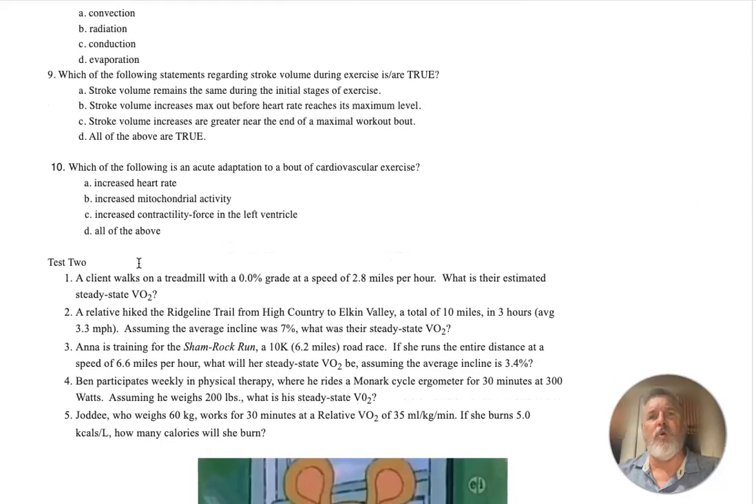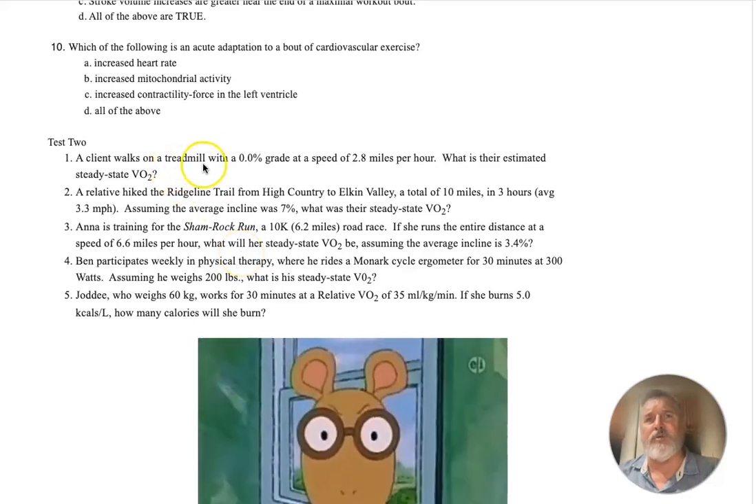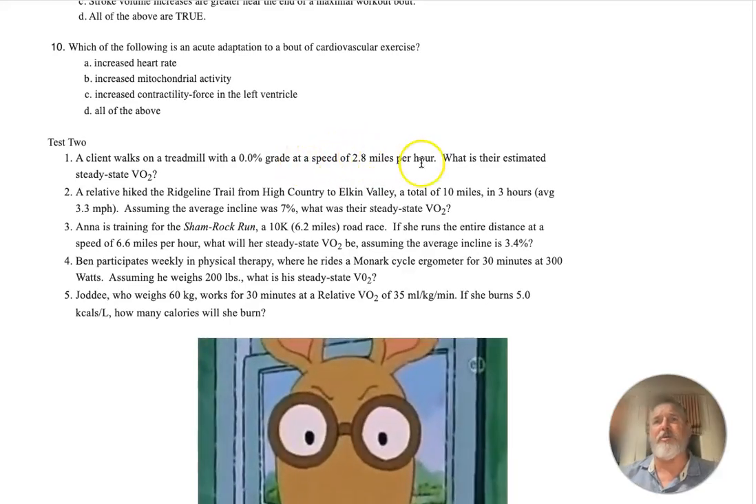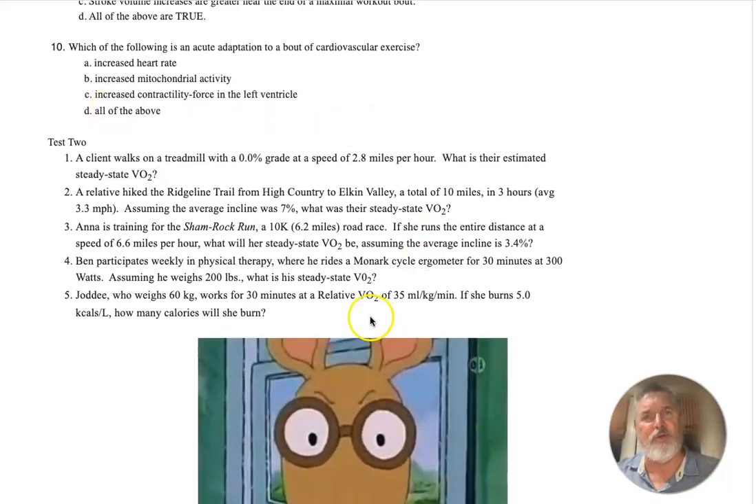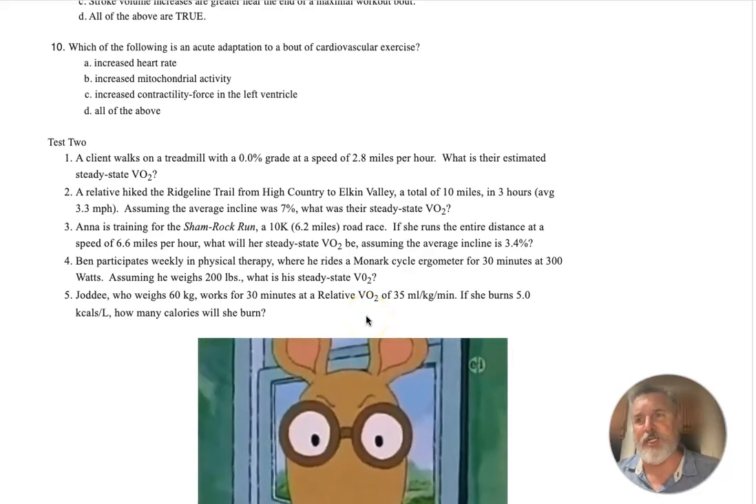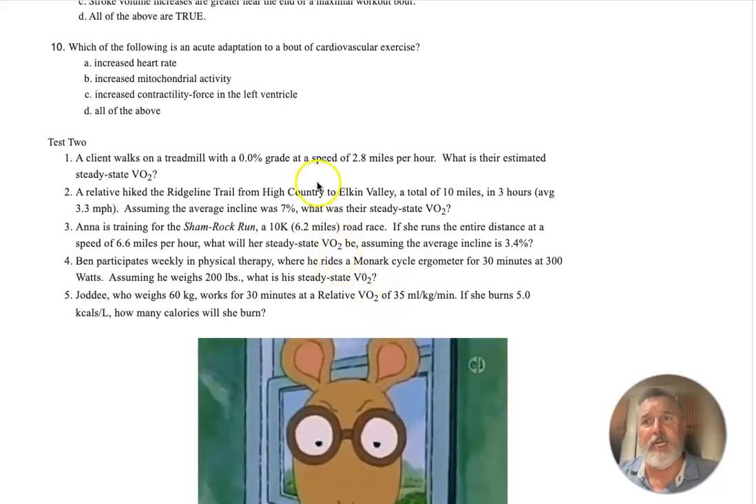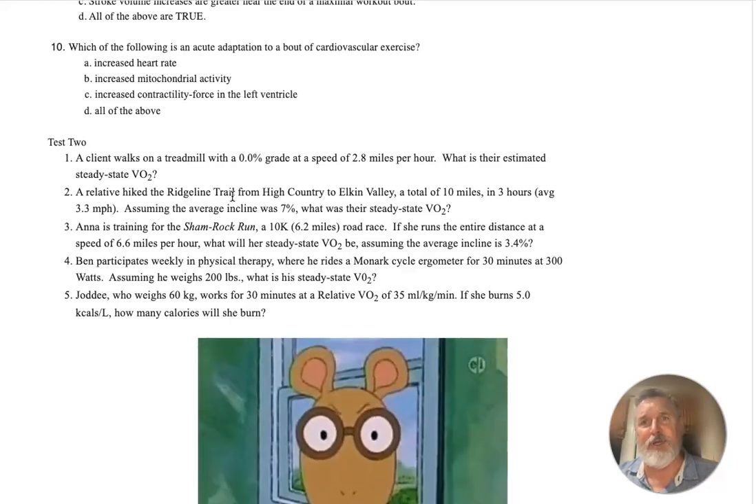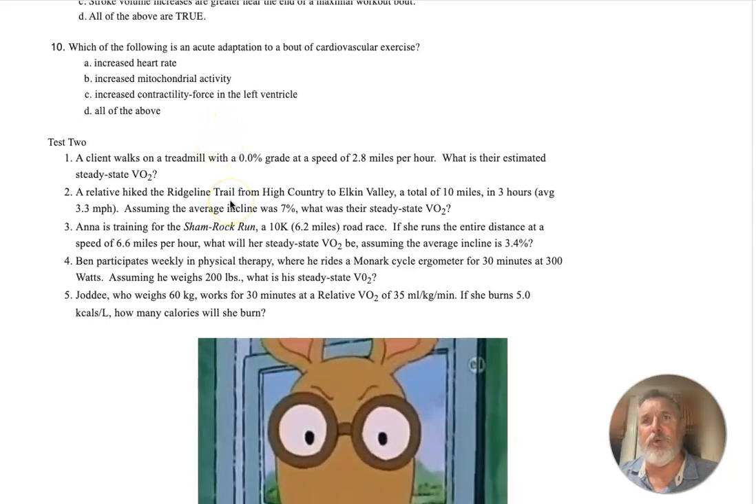And then for your test 2, I've also given you some sample questions. A client walks on a treadmill with a 0.0% grade at a speed of 2.8 miles per hour. What is their estimated steady state VO2? Okay, so I cover these in the lecture. There's examples in the book. I worked through these. I'm going to actually provide you practice problems too if you want to work on those. There's a quiz, and each one of these is divided up so you can get the question. You can calculate it and see if you get the answer correct. So multiple ways. If you put the energy in, you will do well.